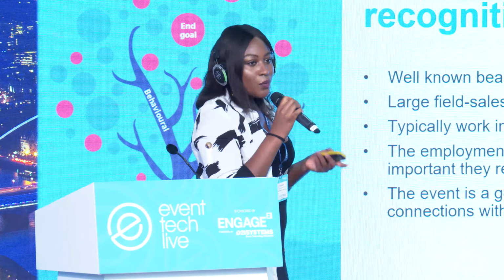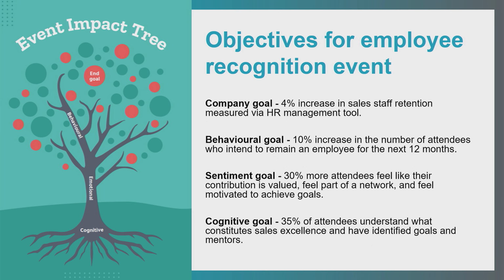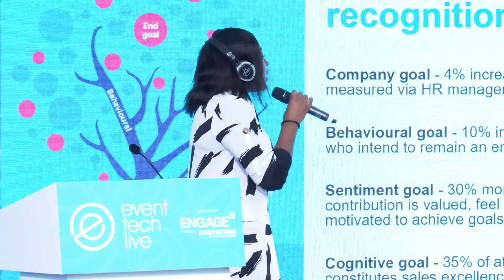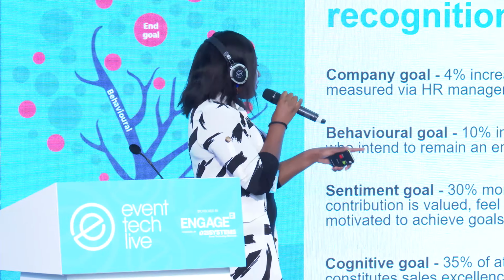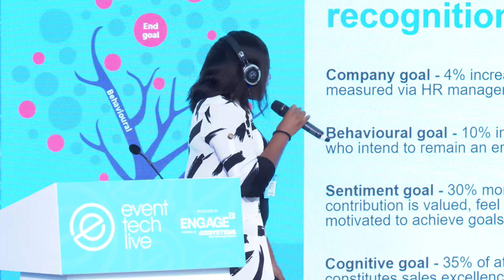So we're here at the Expo Engage stage, and we're putting together our impact tree, and this is what we come up with. We know that the company goal is to have a 4% increase in sales staff retention, which is measured via the HR management tool. That's great. We might not be able to access that data, but it's good to know that's what our event is driving for. Our behavioural goal, so this is where we're looking at intention, is we want a 10% increase in the number of attendees who intend to remain an employee for the next 12 months.